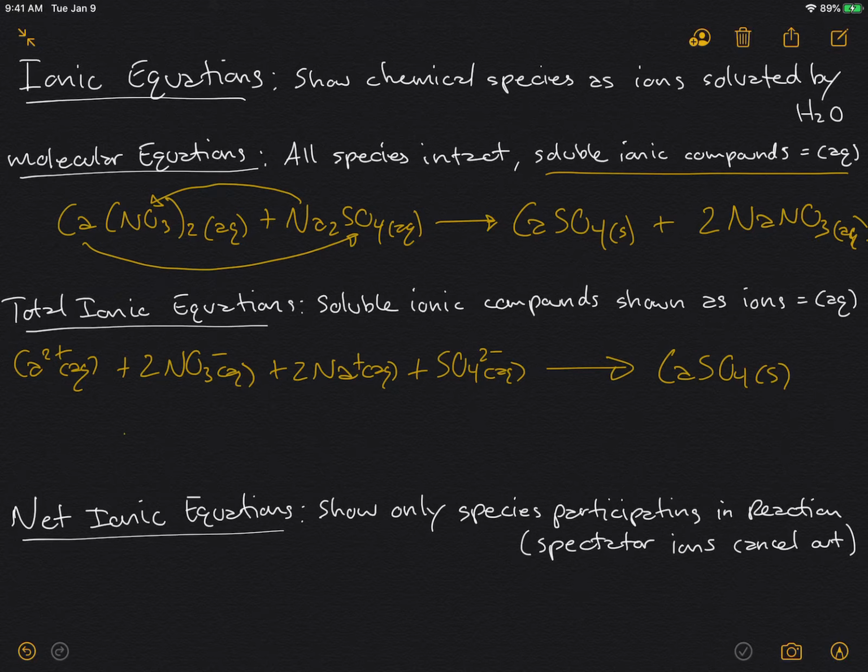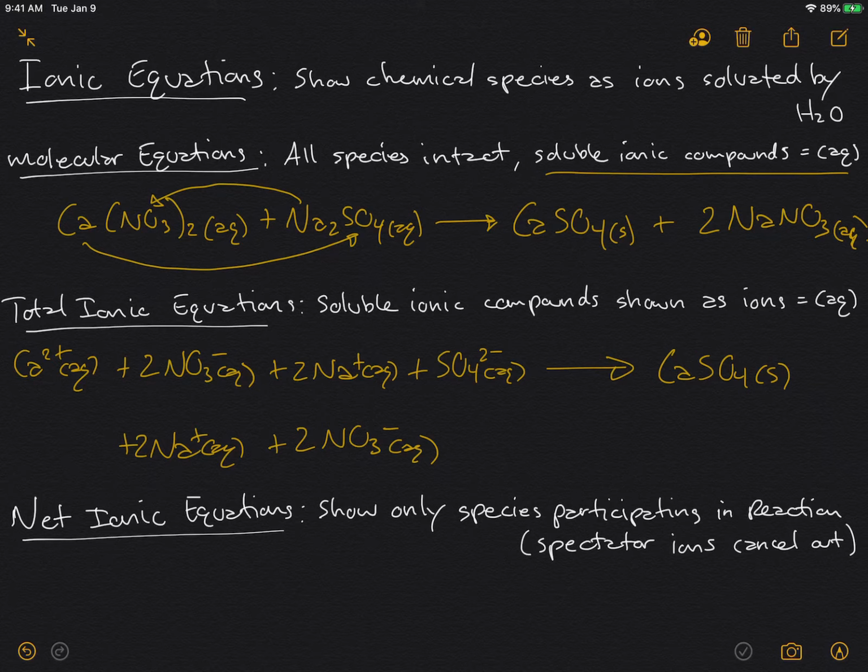And then what we have left is 2 sodium ions, aqueous, so everything that's an ion needs to be aqueous, and 2 nitrate ions, also aqueous. Now for the net ionic equation, we only show the species that are participating in the reaction. Everything else is called a spectator ion, and you can think of this equation like a mathematical equation where the arrow is an equal sign.